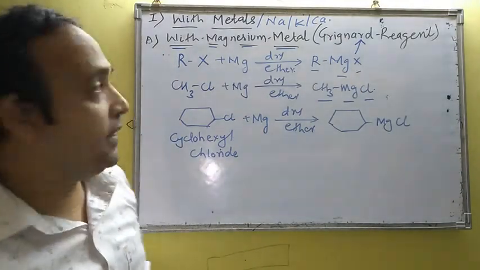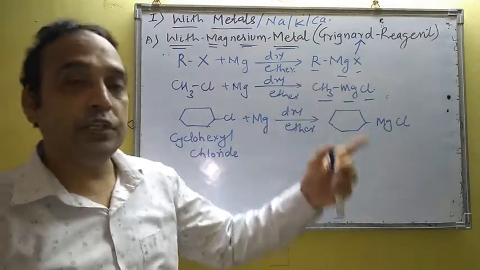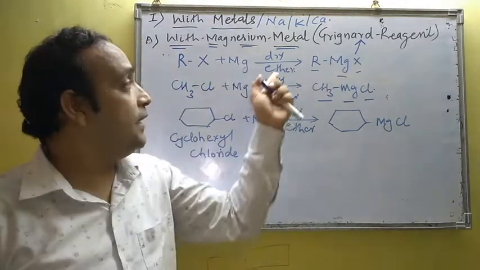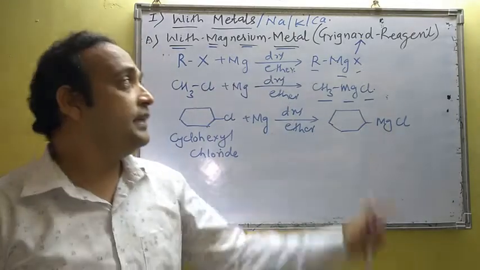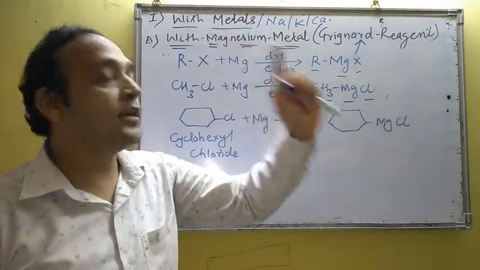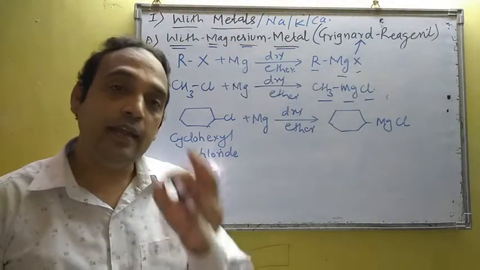So what is Grignard reagent? Alkyl magnesium halides. When alkyl halide reacts with magnesium metal in presence of dry ether to form alkyl magnesium halide, this is known as Grignard reagent.